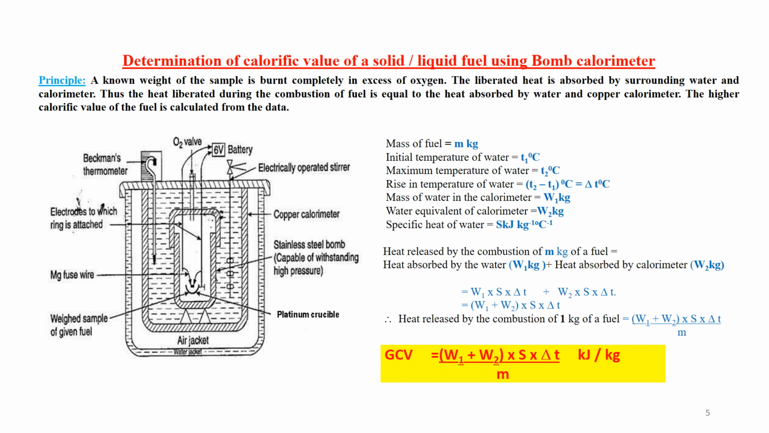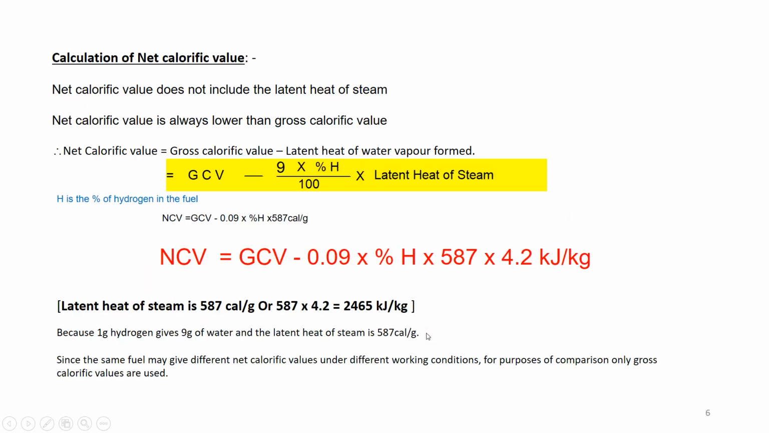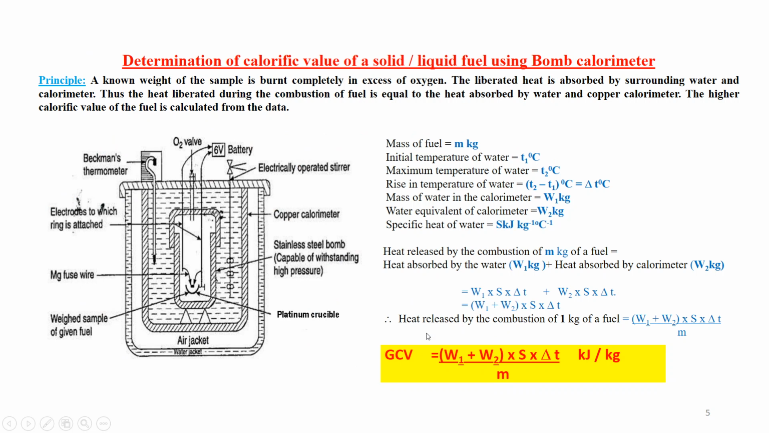Heat released by the combustion of m kg of chemical fuel is equal to the heat absorbed by the water and heat absorbed by the calorimeter. So, that can be written as W1 into S into delta T plus W2 into S into delta T. Simplify this, you will get this expression. Now, heat released by the combustion of 1 kg of a fuel.